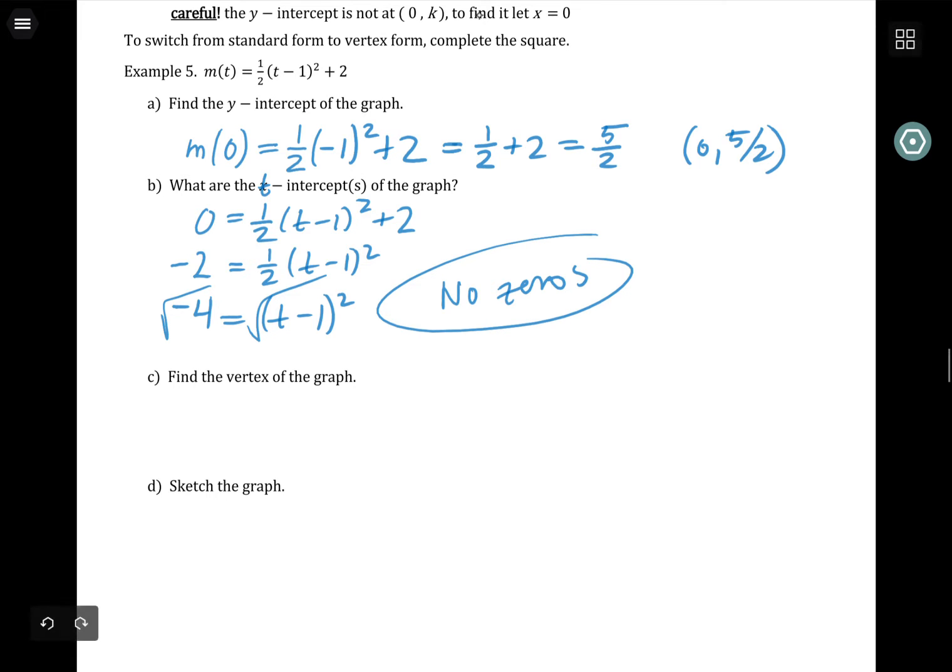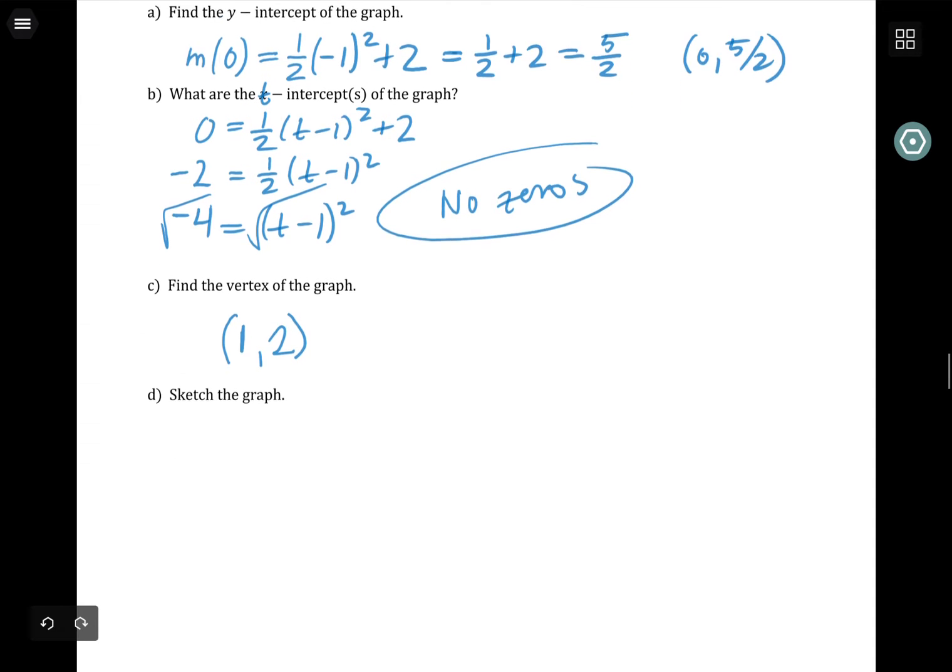Okay, so then the only thing we have left to work from is the vertex. And since this is in vertex form, you do not need to multiply it out. You can read straight off of there. If I have a t minus 1, that means the t-coordinate of the vertex is positive 1. And if at the end I have a plus 2, then the y-coordinate is positive 2. So change the sign in the parentheses. Don't change the sign at the end.